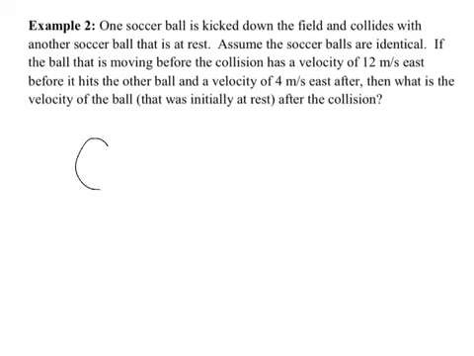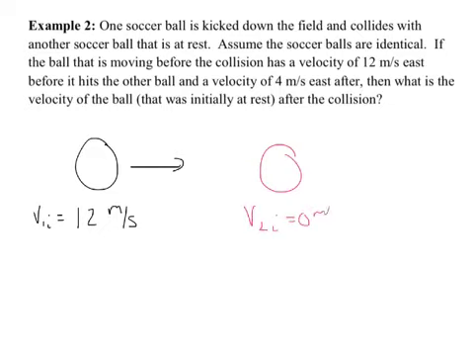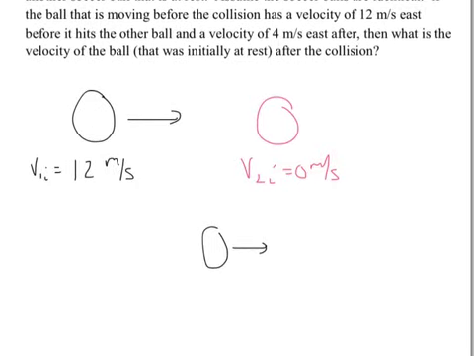So we've got one soccer ball traveling east with a velocity of 12 meters per second. We've got another soccer ball sitting here at rest with a velocity of 0 meters per second. There's then interaction. It collides, and the trailing soccer ball is still moving forward, but now it's only moving forward with a velocity of 4 meters per second. And we want to know, with what velocity does it propel this ball forward?